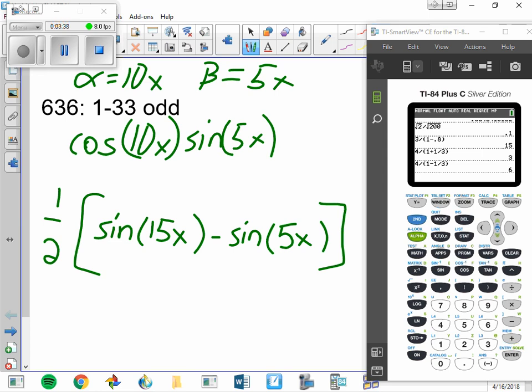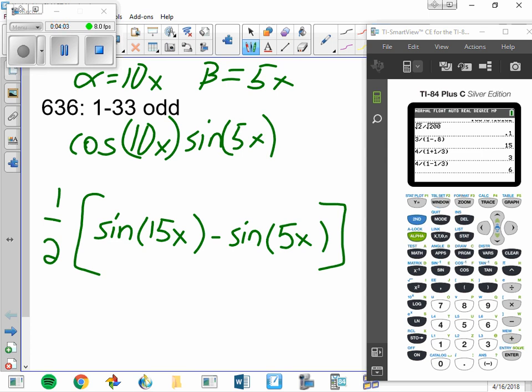Okay, so if you look on 636, they only have 3 formulas. So you can switch that sine and cosine if needed. You see that? It'll end up being the same thing if you switch the sine and the cosine. But it's kind of handy to have 4. All right.